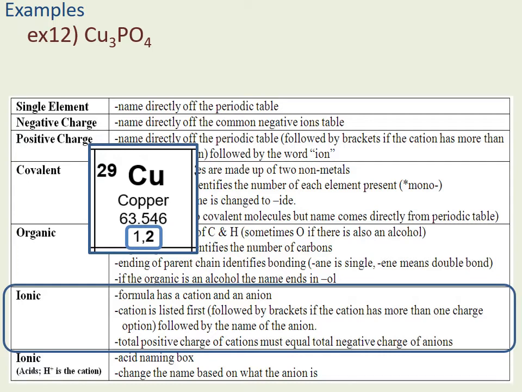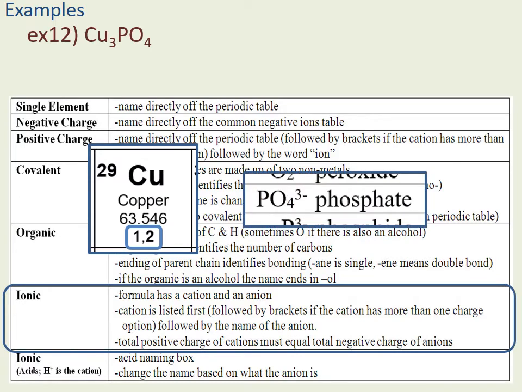How are we going to figure out which charge it's taking? Well, we're going to find out through the back end charge. So I'm going to have to look up the negative, which is PO4, and that is phosphate, and it tells me that PO4 has a -3 charge.